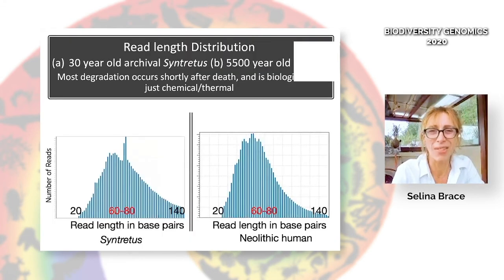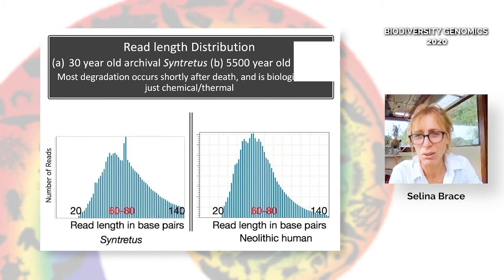Point one that I think is of interest is that of read length. So what you have on the bottom here are two graphs, and this is read length in base pairs and number of reads of those read lengths. What's interesting here is that read length is of course a reasonable proxy for fragmentation length of the DNA, and what you have in the graph on the left is our Centistes. Remember, this is a 30-year-old or 30 years dead wasp, and on the right you have some data from a human that was dead in the ground for 5,500 years.